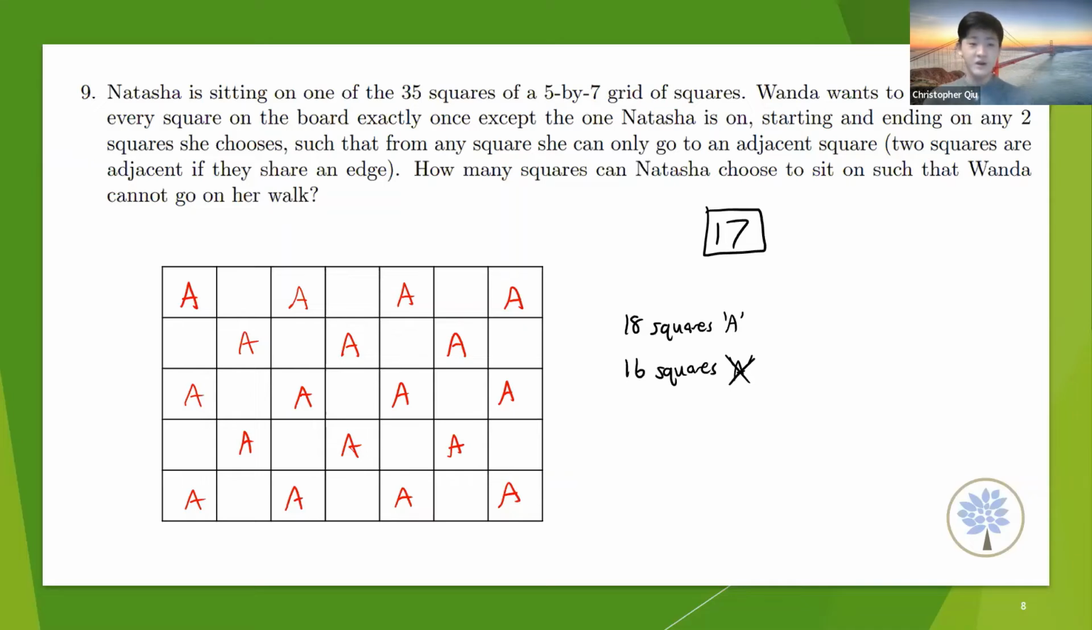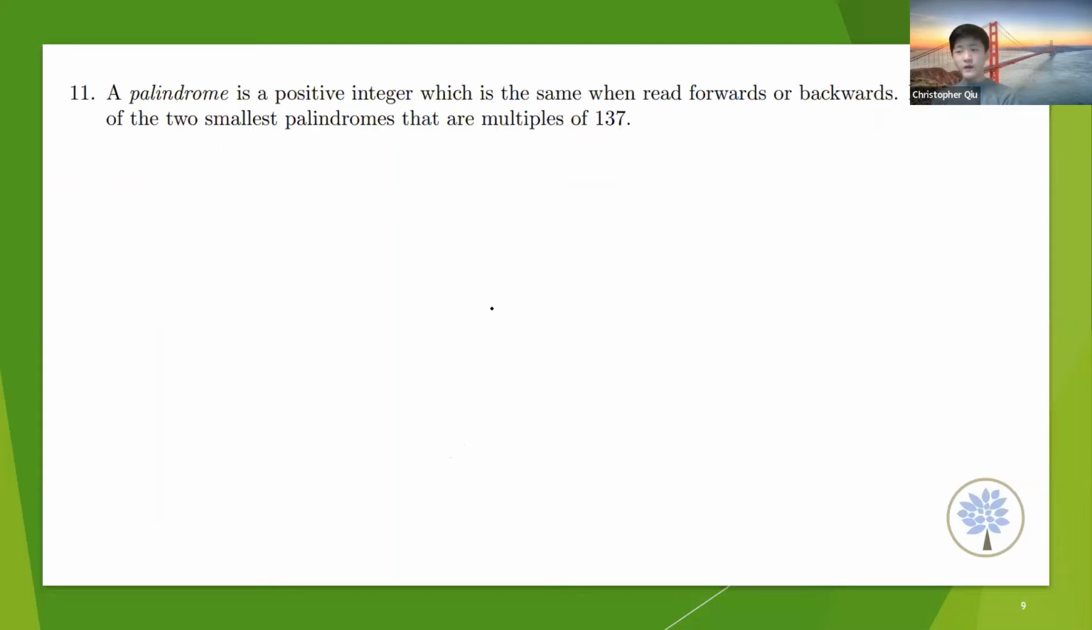All right, so let's move on to problem 11. A palindrome is a positive integer which is the same when read forwards or backwards. We want to find the sum of the two smallest palindromes which are multiples of 137. First things first, any positive integer that is a multiple of 137 has to have at least 3 digits. So we don't need to consider any 2-digit or 1-digit palindromes. We can start with 3-digit palindromes and then work up.